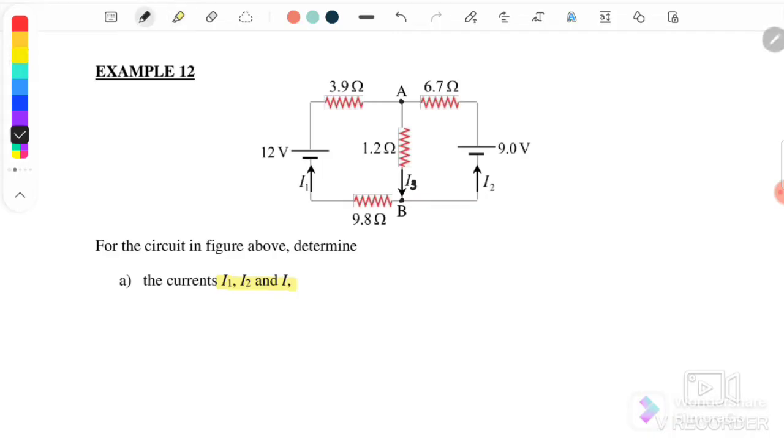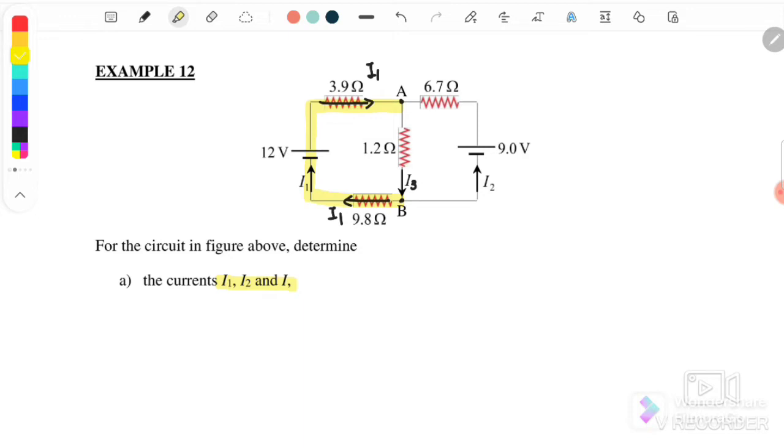Usually the current will flow from one junction and then enter another junction. For example, I1 flows out from B, then passes through the 12 ohm and then the 3.9 ohm. So this is I1. If you use a highlighter, this yellow color is I1 passing through.